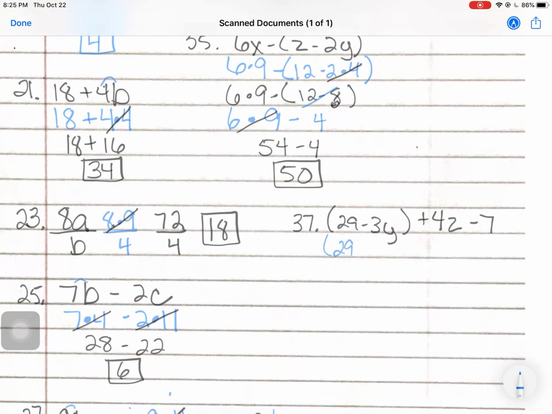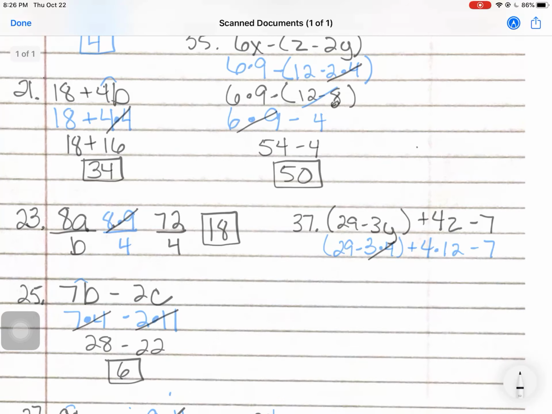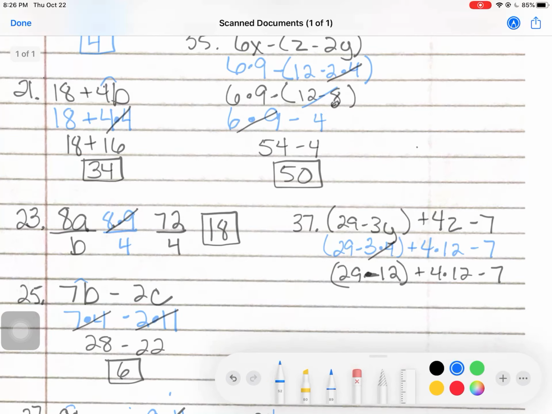Okay, so let's fill in. Oh, don't forget your parentheses. 29 minus 3 times 4 plus 4 times 12. Ooh, it's going to get big. Minus 7. All right, so I'm looking at parentheses first, and inside my parentheses, I've got 3 times 4, rather, minus, is 12, still in my parentheses, plus 4 times 12 minus 7.